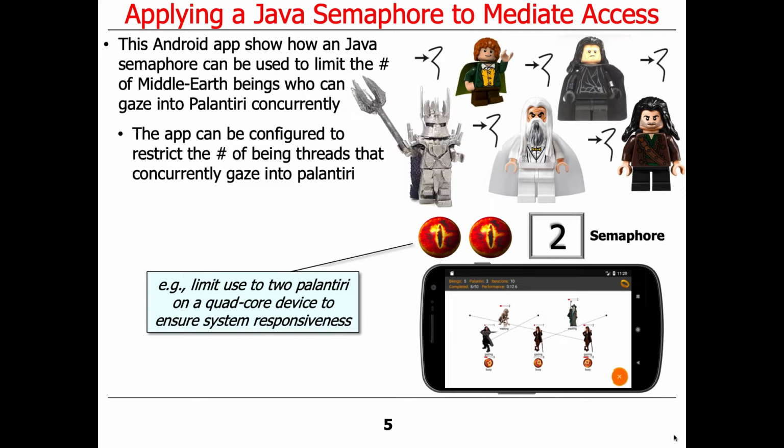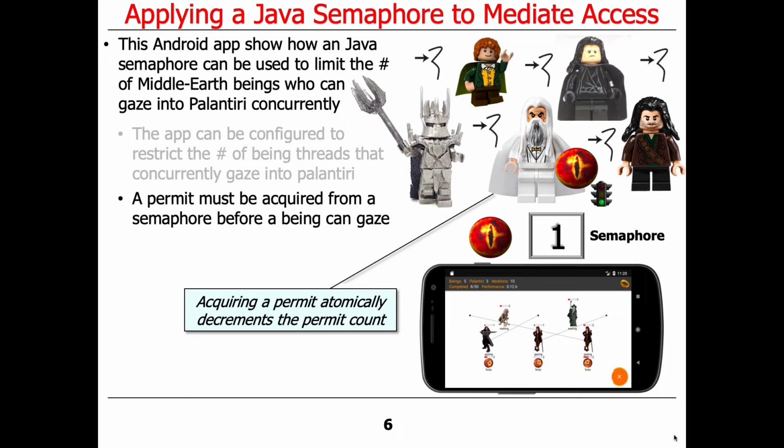And why might we do this? Let's say I have a quad-core system, but I don't want to use all the cores on the system for my Palantir app. I want to leave some available for other things. So I might say only 2 at a time. So what's going to happen here, much like the Grateful Dead wine example, you have to acquire the permit from the semaphore before a being can gaze.